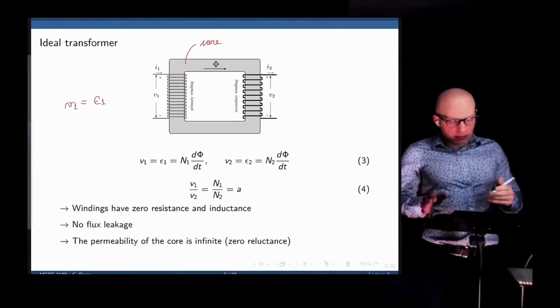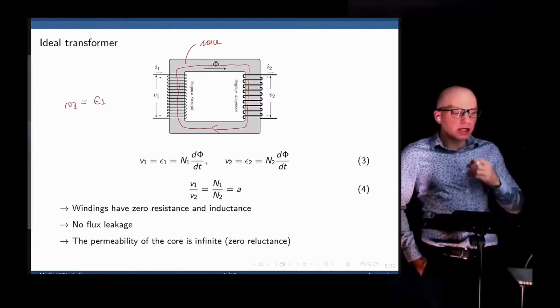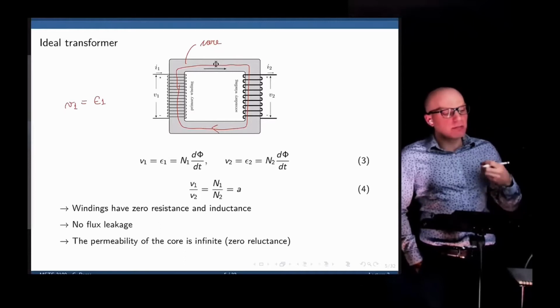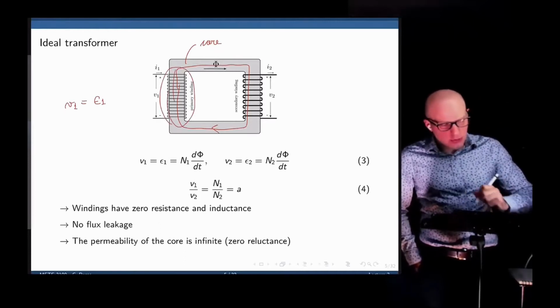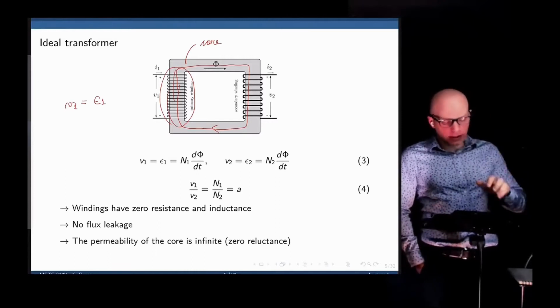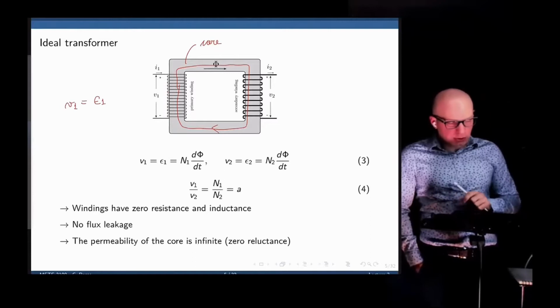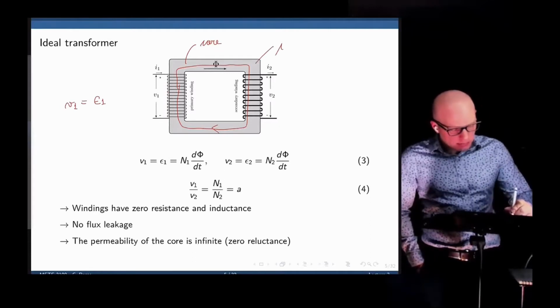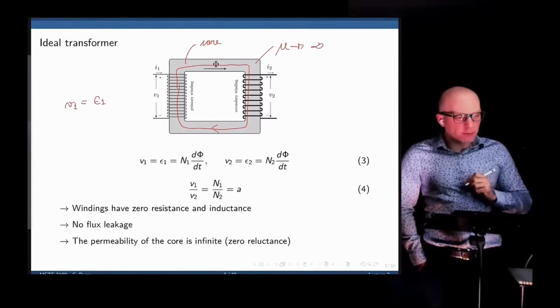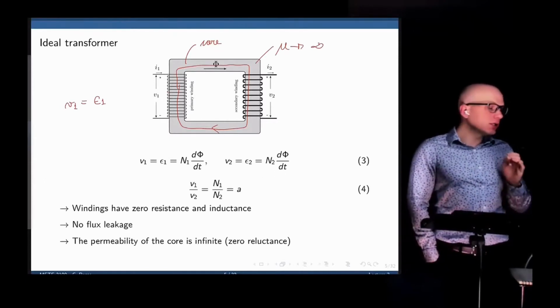The second assumption is that the magnetic flux is confined to this magnetic core entirely. There is no leakage magnetic flux, meaning that there is no flux going through air. It's all confined in the magnetic core. The third assumption for an ideal transformer is that the permeability of this magnetic core tends to infinity.